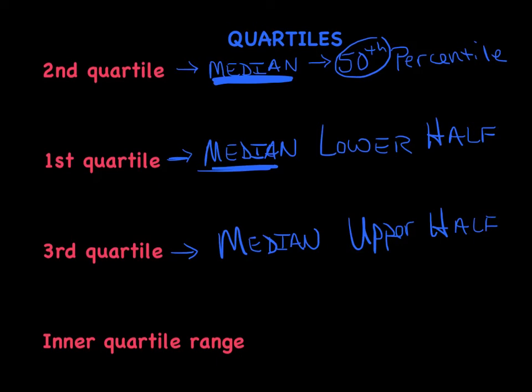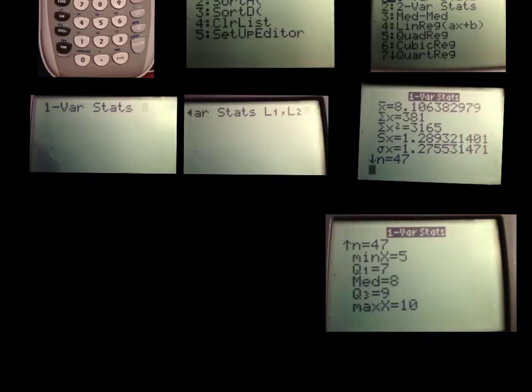All right. And the interquartile range is basically the third quartile minus the first quartile. And I'm going to show you on your calculator here before the night's over how to get those quartiles on your calculator. It's kind of a quick way to cheat.